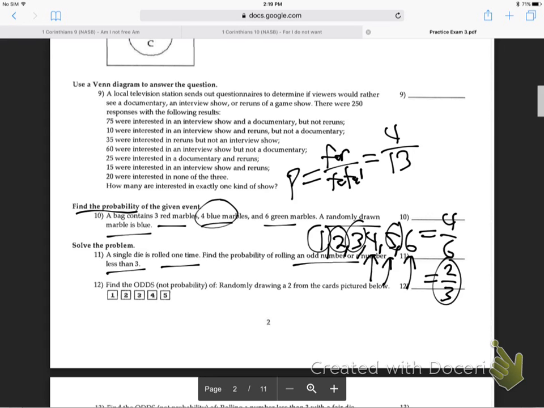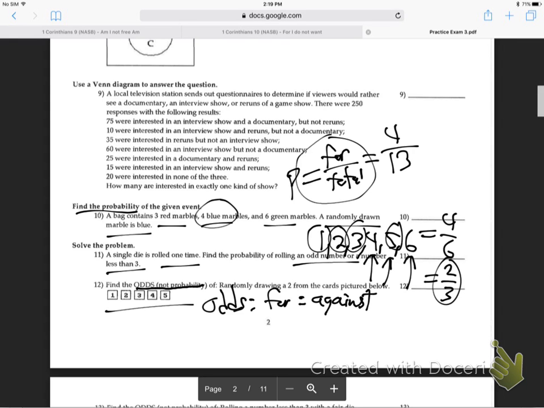All right, next one. Find the odds, not probability. So remember odds, right? Of randomly drawing a 2 from these cards. What's the difference between odds and probability? Probability is for over total. What's odds? For and against. Instead of for in total, it's for and against. Remember odds, it's almost like a debate or something. For and against, instead of probability, which is for over total. So they both start the same. They both start with for.